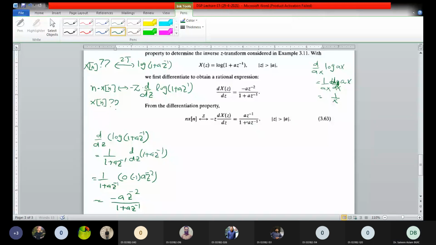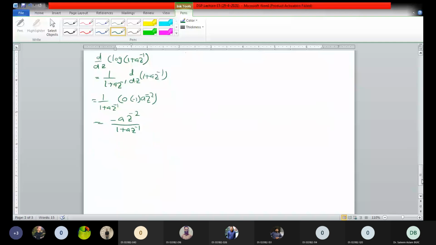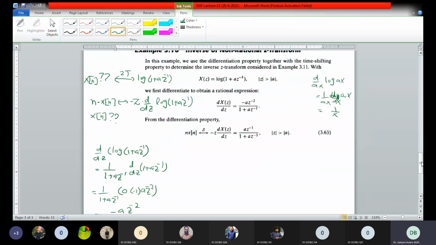Do you agree, son? Yes, sir. If not, let me multiply in the bottom. So multiply by minus z, we will get minus z into minus a z to the power -2 over 1 plus a z inverse. So your net answer is a z inverse over 1 plus a z inverse. So now we are in sync with our example.